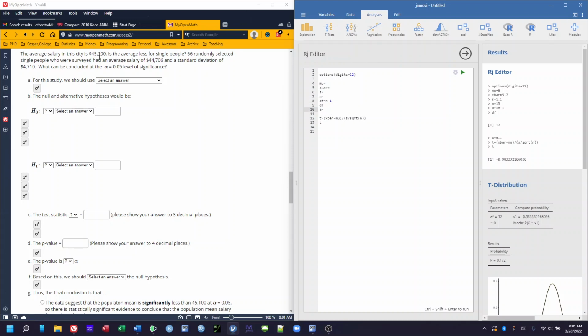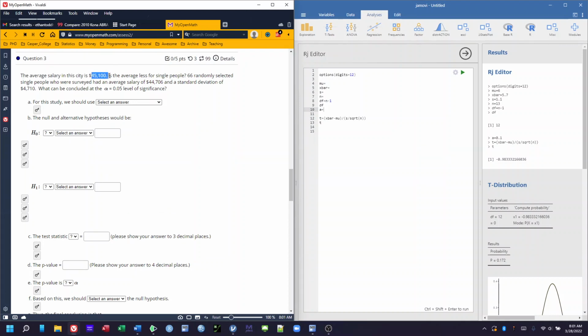Okay, so the average salary in this city is $45,100. We'll have that be the mu, 45,100. We'll have X bar is equal to 44,706. We have an S, a standard deviation of 4,710. We have an N, which was equal to 66. We have our degrees of freedom, and we have an alpha level of 0.05.